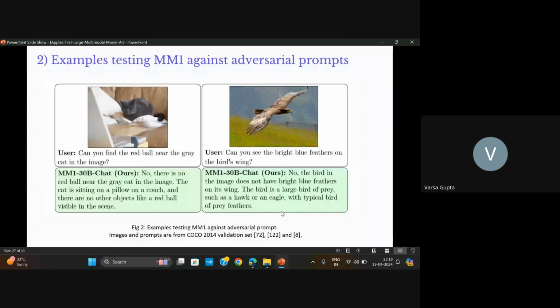In the second image, the user asks the question, can you see the bright blue feather on the bird's wing? The model responds, no, the bird in the image does not have a bright blue feather on its wing. The bird is a large bird of prey, such as a hawk or an eagle, with typical bird of prey features. So this shows how MM1 can perform against adversarial prompts.